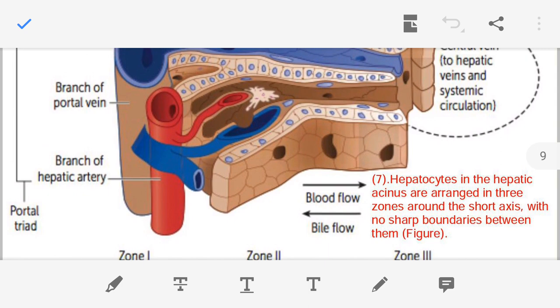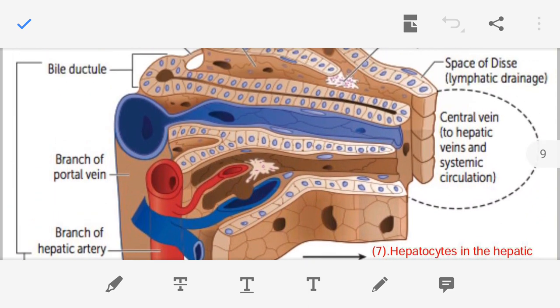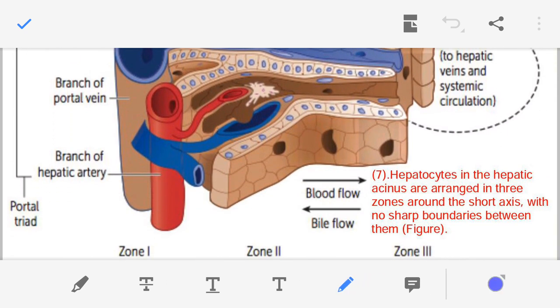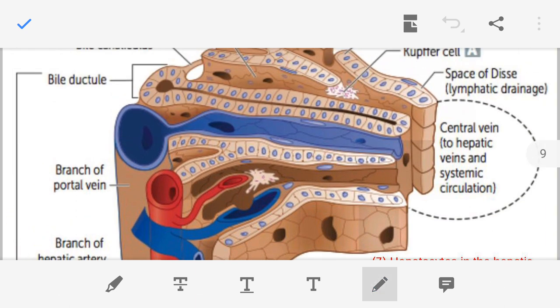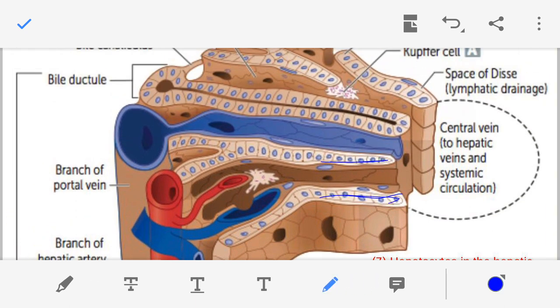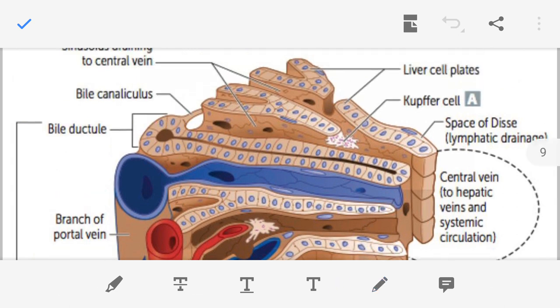Then the bile flow. Bile flows in the opposite direction. The reason is these are all hepatocytes, and they will secrete bile. Where are they secreting bile? Into the canaliculi. Where are the canaliculi opening? They are opening into the ductule. Where do the ductules open? The ductules will open into the bile duct.